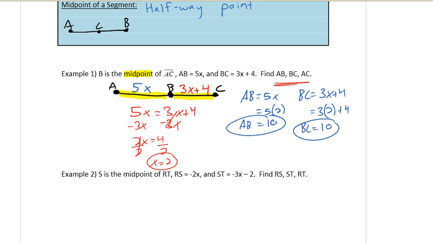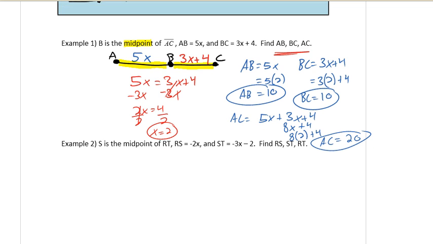And again, you should know now we have AB is 10, BC is 10, therefore AC should be 20. But we can also double check that and go ahead and do 5x plus 3x plus 4. So that's 8x plus 4. This is for AC. And then we have 8 times 2 plus 4. So we have AC is in fact 20. And that's how we can double check our answer. So AB is 10, BC is 10. Therefore, the whole thing is 20.